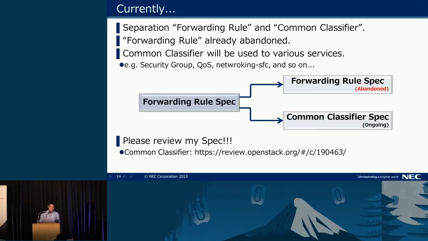Currently, the concept of forwarding rule was separated into the forwarding rule spec and the common classifier spec. However, the forwarding rule spec was already abandoned, because the networking SFC subproject has launched. Common classifier will be used for various services, for instance, service security group, QoS, networking SFC, and so on. If you're interested in SFC or common classifier, please review my spec.